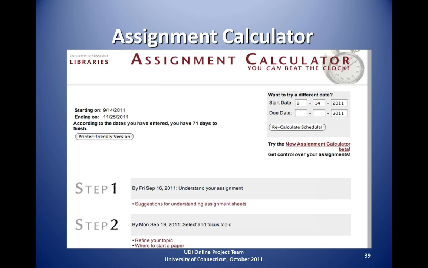The assignment calculator is another tool which is really useful for a vast majority of students who have difficulty with time management, organization, and self-monitoring of setting priorities, etc. This is borrowed actually from the University of Minnesota. What this does, it takes students through a step-by-step process of when an assignment is due given the start date.